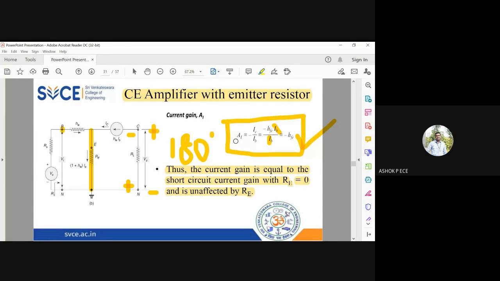Okay. So here we are measuring current gain first, and current gain is minus IC by IB. IC is HFE into IB. So IB and IB will get cancelled. So the current gain is minus HFE. Is it clear? Any doubt in current gain?